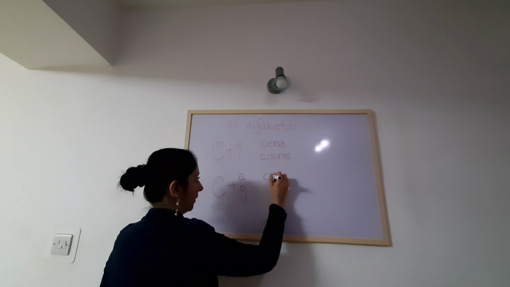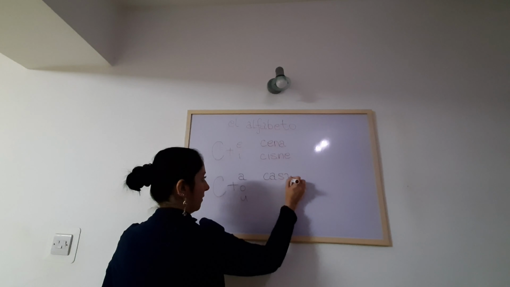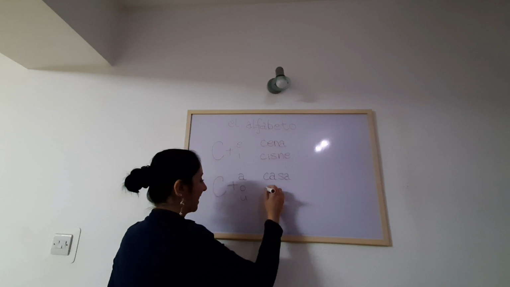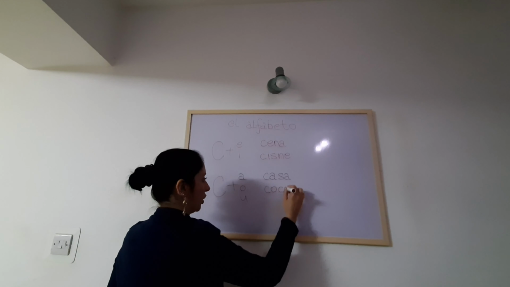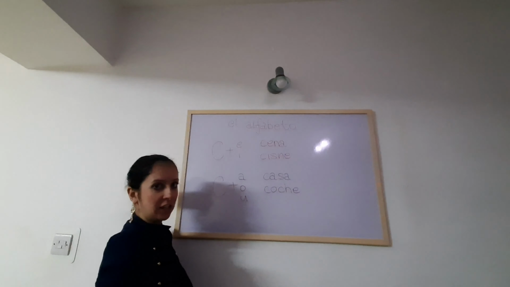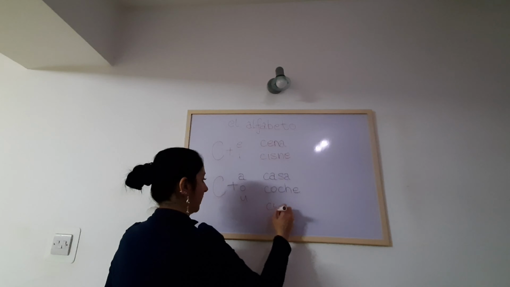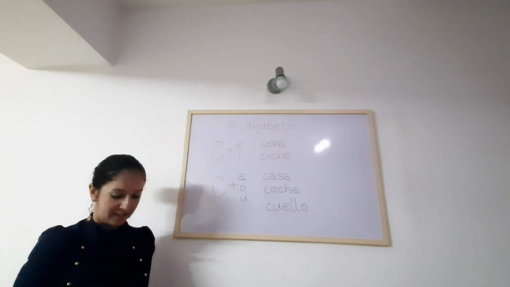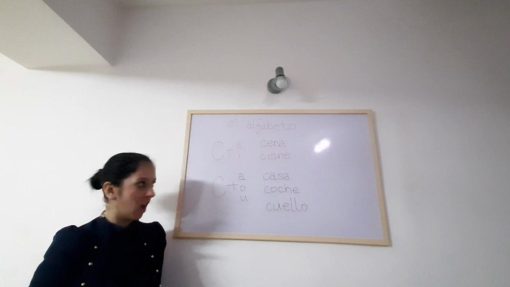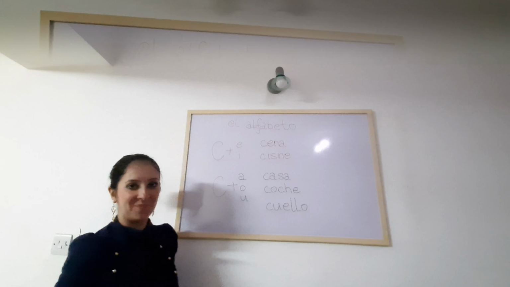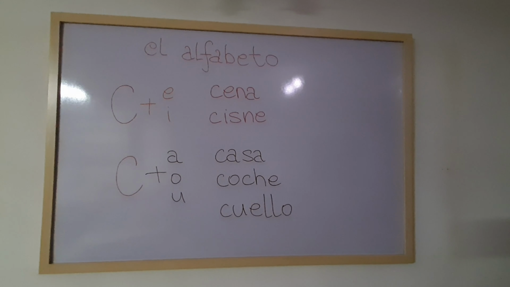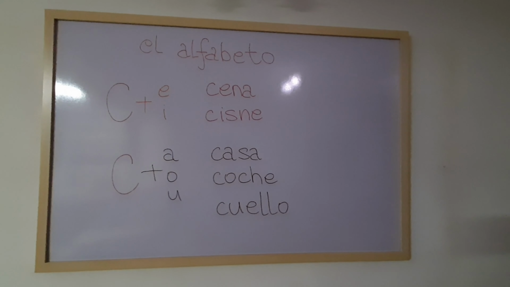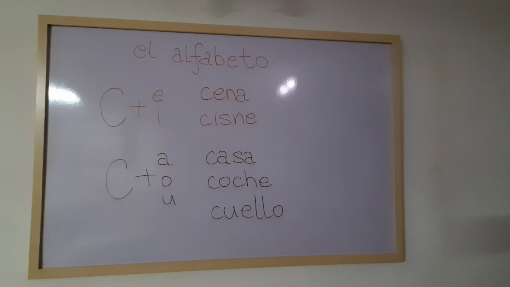For example, casa, which all of you know, the house, coche, the car, or for example, cuello, the neck. These are the variations of the letter C. Cena, cisne, casa, coche, cuello.